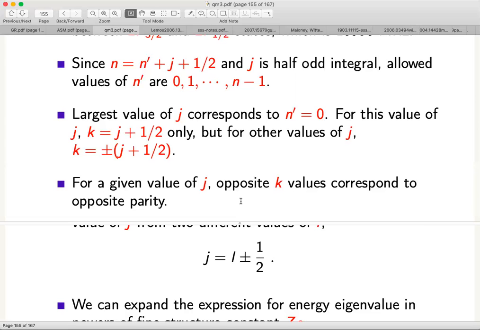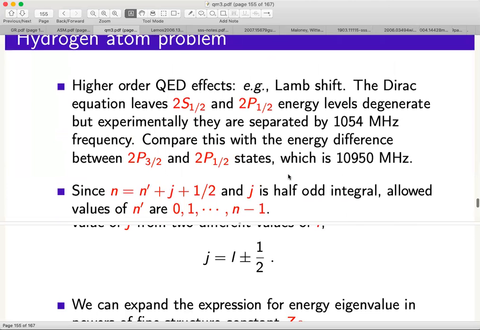But above we have written that when we take some QED corrections into account, that degeneracy breaks. Yes, that is right, at this level. The Lamb shift effect is a quantum correction really.